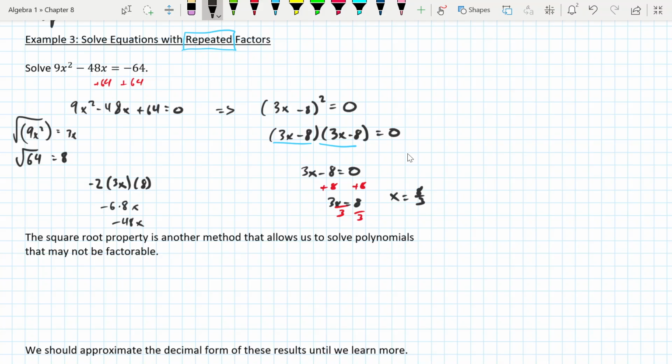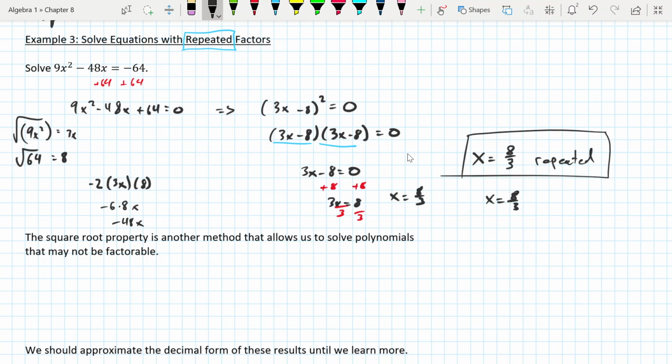And one thing you can do when you write down your solution of x equals 8 thirds, you could just say repeated. Or you can say x equals 8 thirds and 8 thirds. Either one of those works. The repeated one works better. That way you don't accidentally put a negative sign on one of them and mess up your answers.